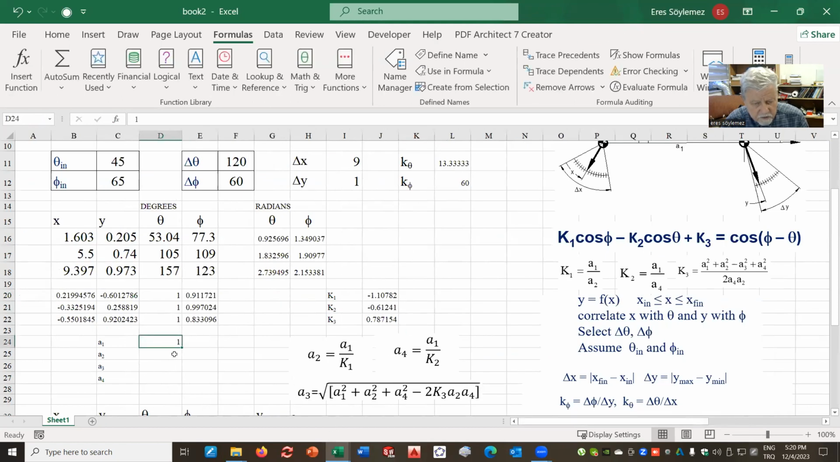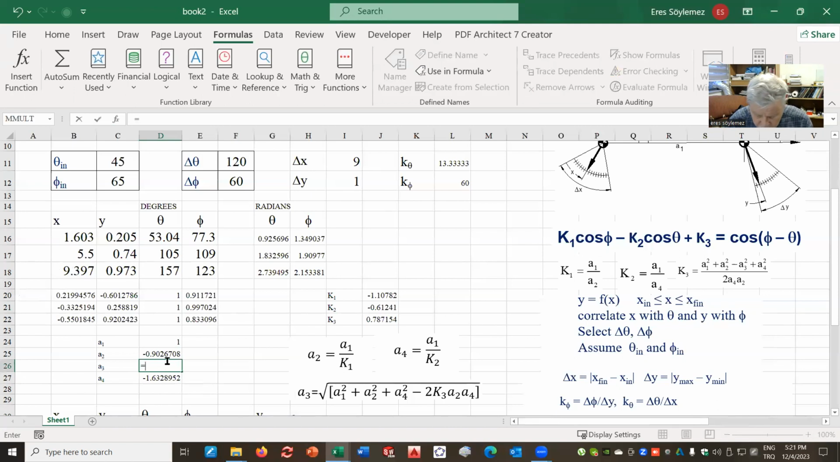A1, I'll take it as unity. A2 will be equal to A1 divided by K1. A3, I will do it later because A3 involves A4. A4 is equal to A1 over K2.